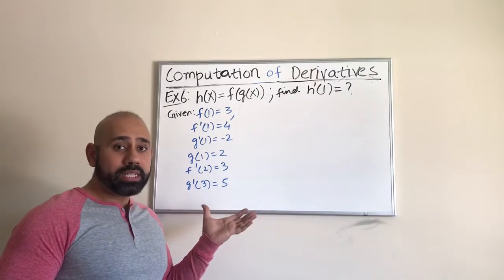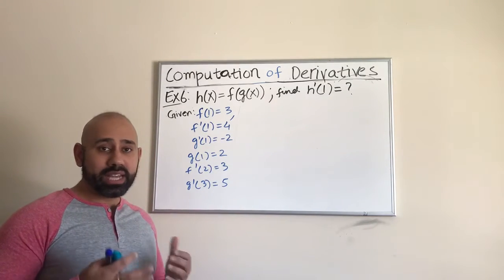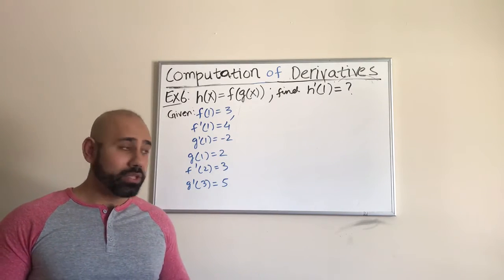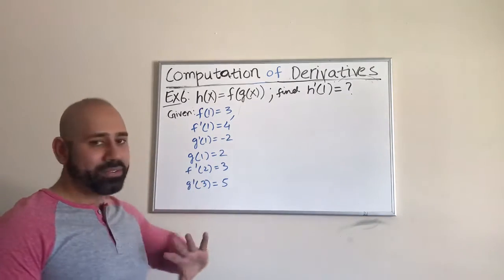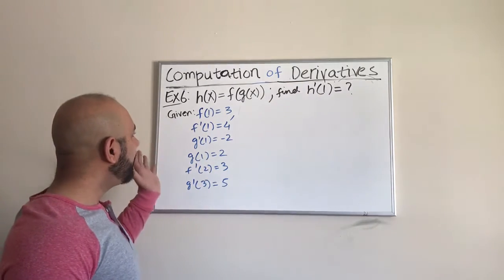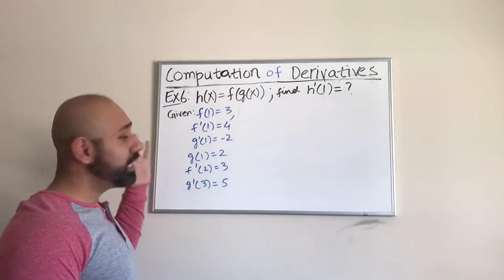Guys, let us look at this example 6, which involves again the chain rule or a combination of many different rules that we have learned so far in derivatives. So guys, looking at this, it is slightly different than any of those other examples that we have seen so far. What is already given to us and what we need to figure out, let us look at this carefully.